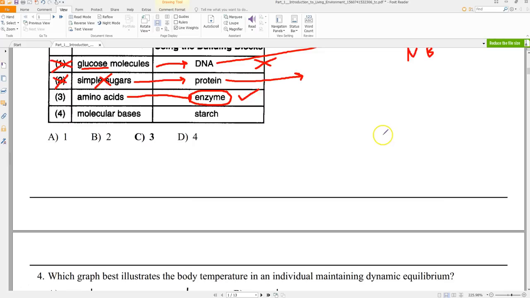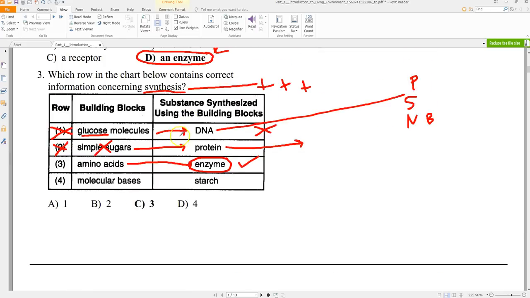Molecular bases found in DNA? That's not a starch. So this is wrong. Molecular bases are made of phosphate, sugar, and nitrogenous bases. DNA is made up of nitrogenous bases. Starch is a sugar carbohydrate. It has nothing to do with it. So the best answer is 3.